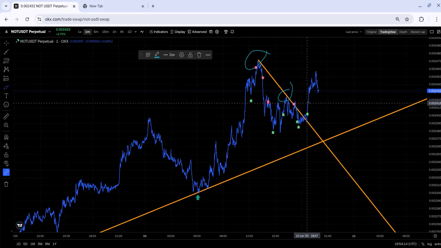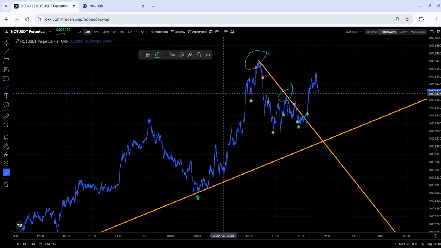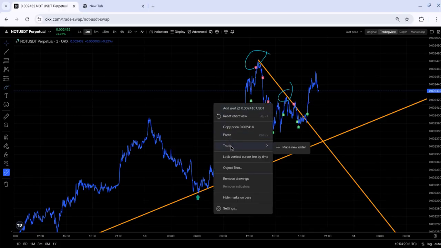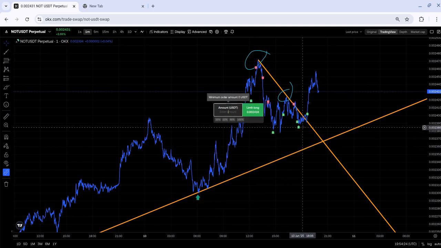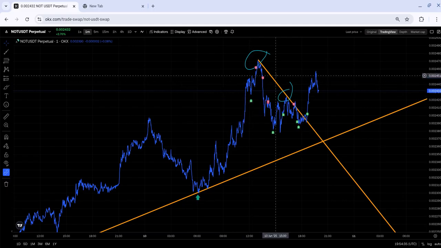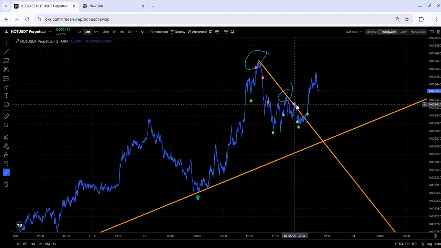You can ask yourself, how do you place a limit order? It's super simple. You right click. I like this OKX, and then you put the percentage of the amount of money you want. You can put 10%, you can put whatever, and then you can place buy or sell button. Super simple.